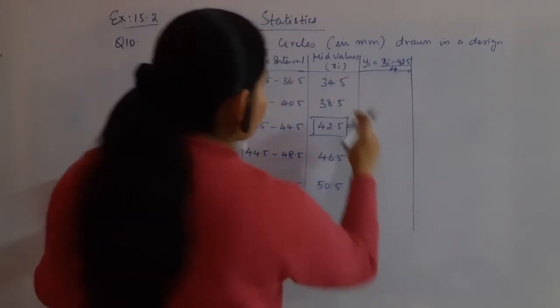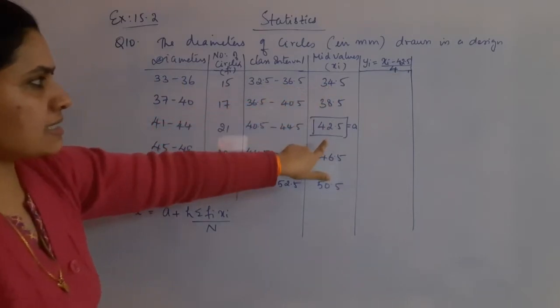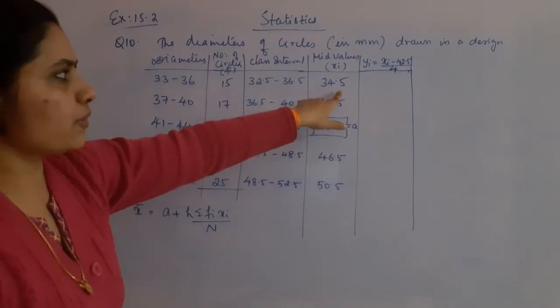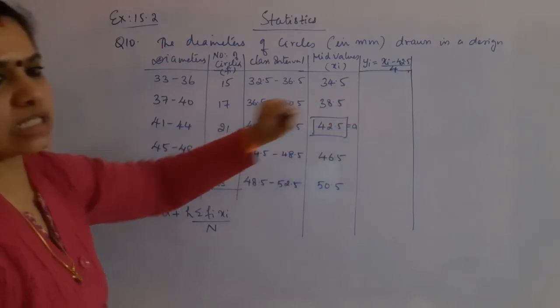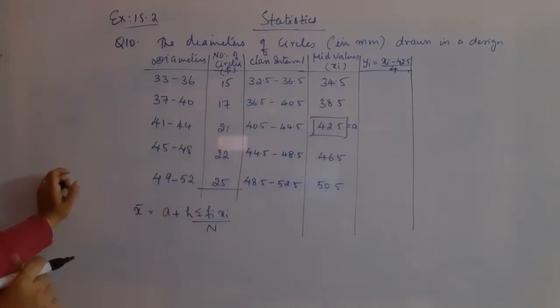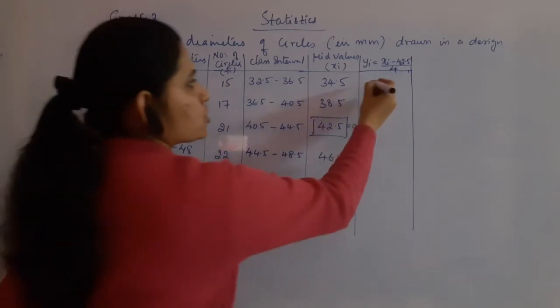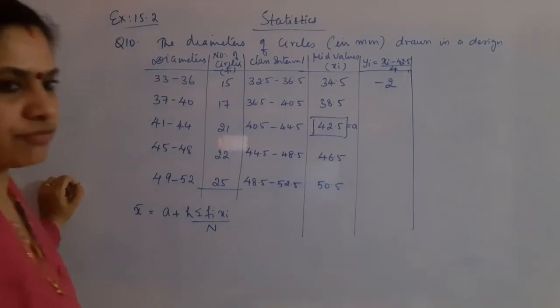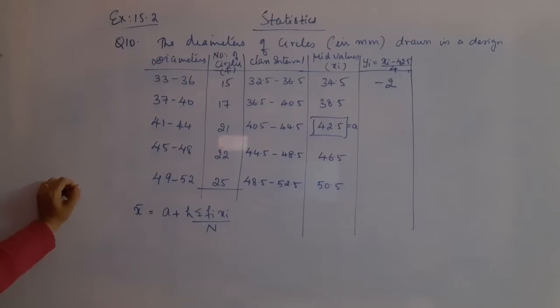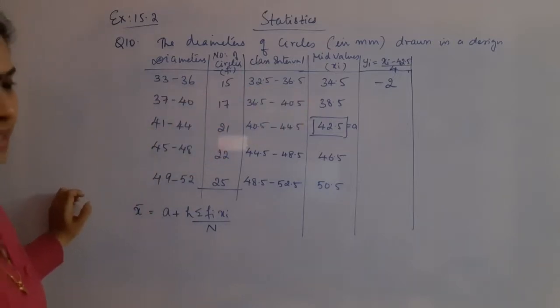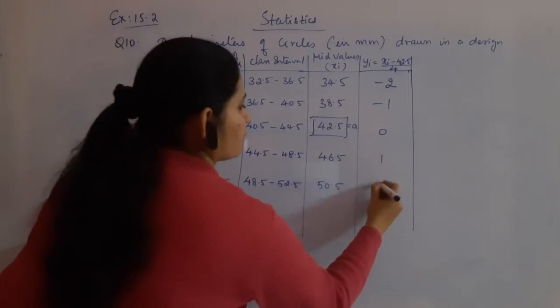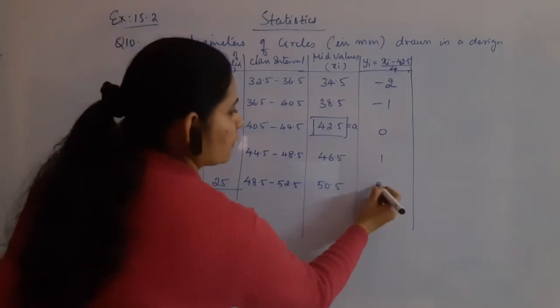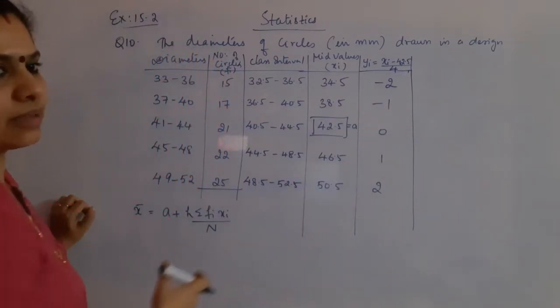Now you do the problem, or you find out all the values. Xi minus 42.5. So 34.5 minus 42.5 divided by 4. What is the first value which you are getting? Is it minus 2? After dividing it by 4, you are getting minus 2. Then next one will be minus 1. Next 0. Next one 1 and next one 2. Right? So the values have become simple. Now the calculation will become easy.